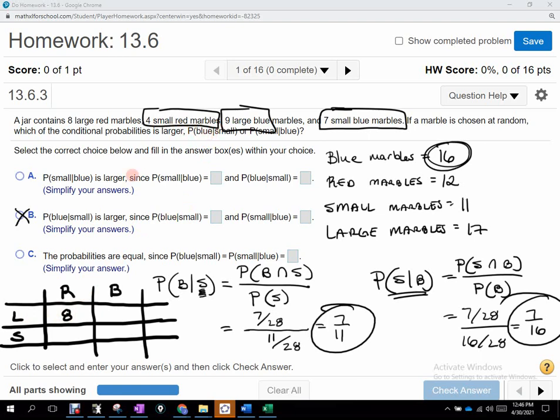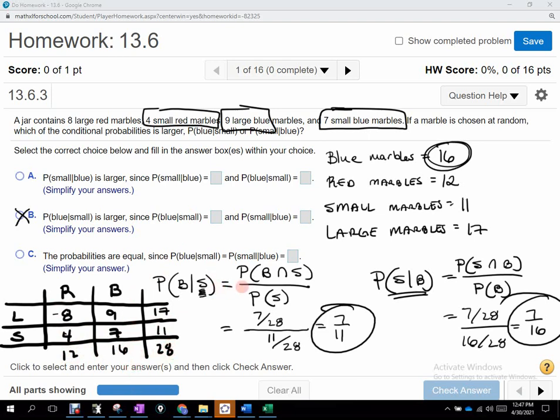Small and red, put a 4 there. Large and blue, so I'm looking at the intersections of these columns and rows. Large and blue would have been 9. And then small and blue was the 7. If I go across, there's the 17. There's the 11. Going straight down, you get 16 and you get your 12. And then adding these totals up, you get 28.